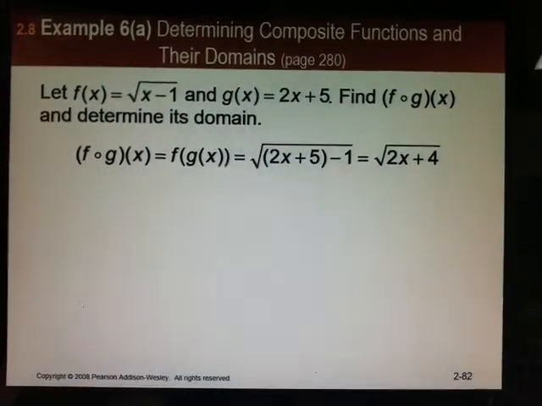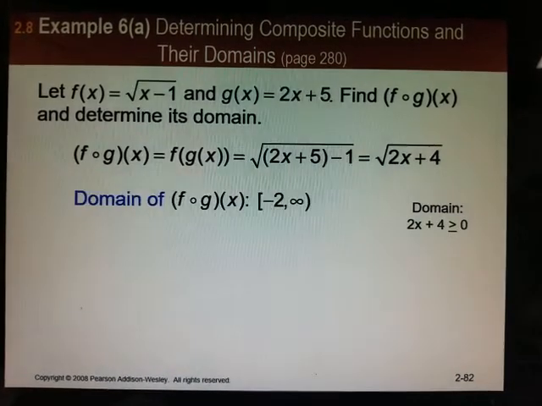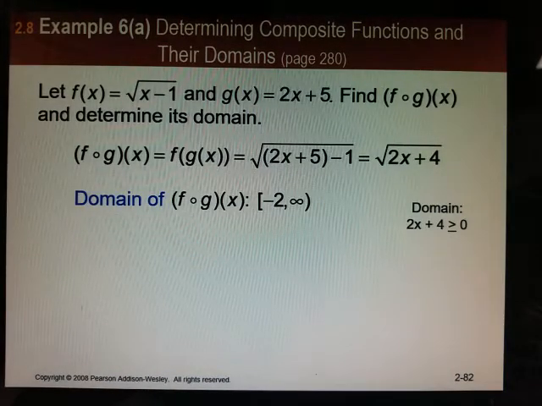Now, it also asks for the domain. So remember, what's under the radical bar has to be greater than or equal to 0. So x is greater than or equal to negative 2 there.